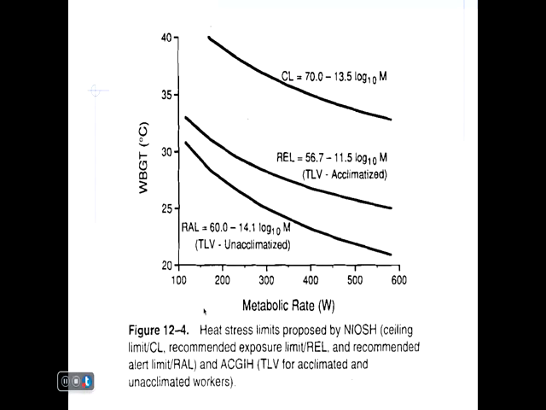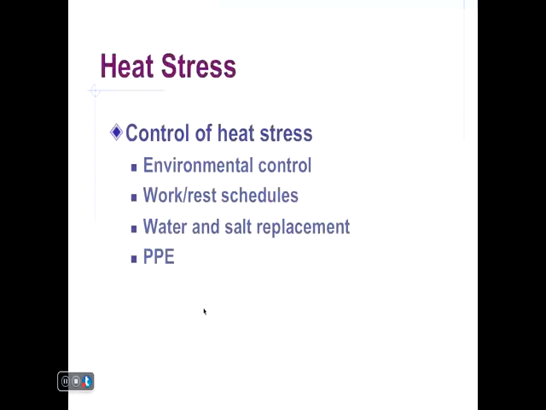These are heat stress limits proposed by NIOSH, and what it's looking at, again, it's taking into account whether a person is acclimatized or unacclimatized, and they're looking at the wet bulb globe temperature versus the metabolic rate of work, meaning heat production, and they're giving some recommendations on how a person can work under those specified conditions.